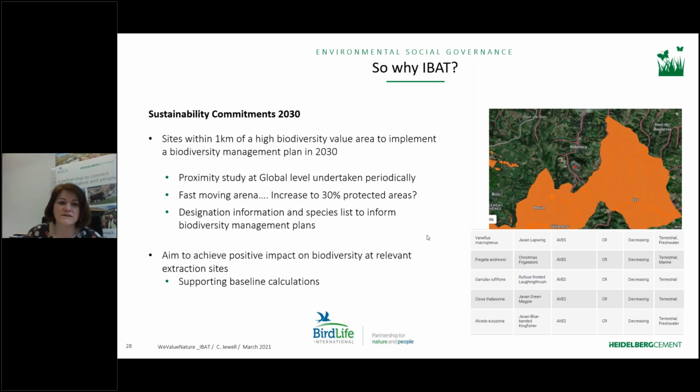Another goal within our commitments is to look at achieving positive impact on biodiversity at relevant extraction sites. Now, many of these sites, particularly the hard rock sites, have been in existence for decades, if not over 100 years. And it's really difficult to understand the baseline, as many of these quarries started before there was ever even a need to really consider the biodiversity on site. And so again, from using the geographical mapping system, we were able to find out a little bit more information about what habitats could have existed in that area, what was likely to be on site, and help us support with the baseline.